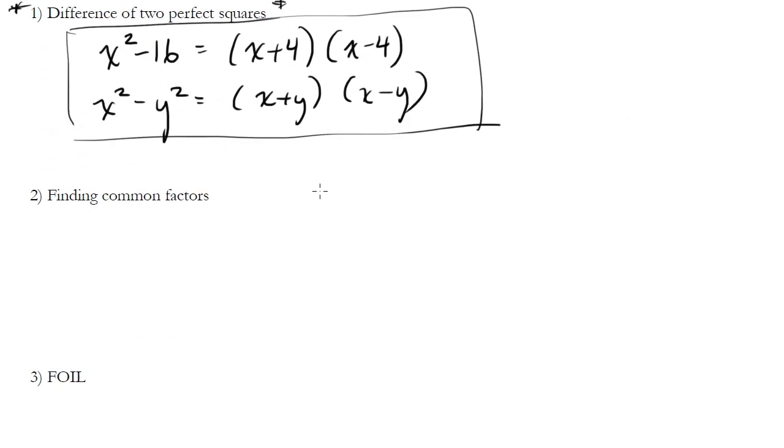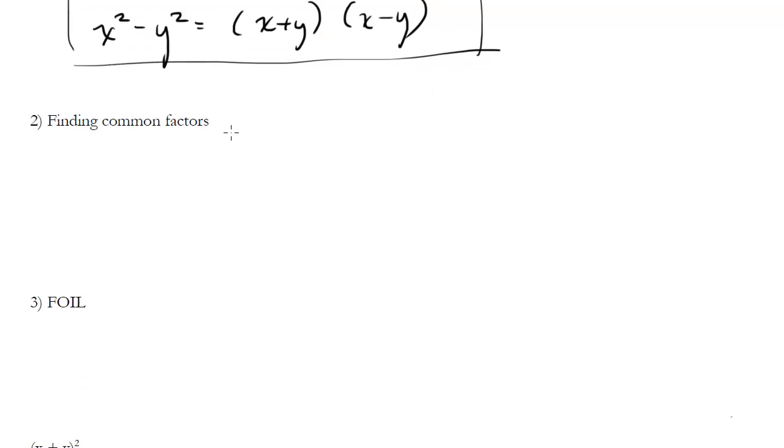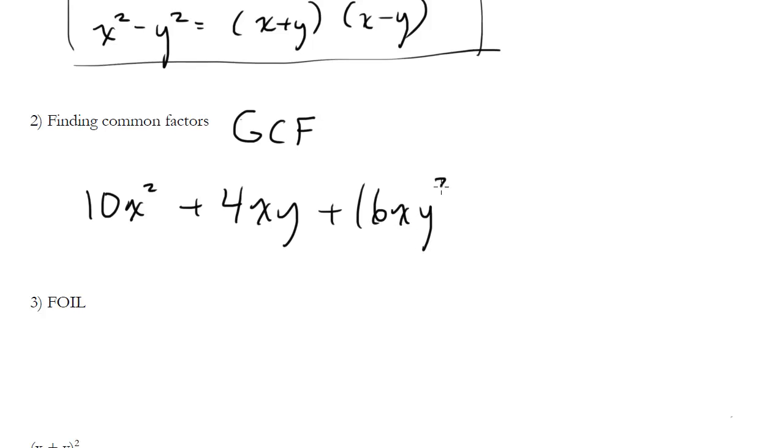How about the next, finding common factors? This is something we referred to a bit in the factors video when we talked about finding the greatest common factor, the GCF. And this is something you're going to use, for instance, in undistributing, in pulling things out based on the distributive property. So imagine I'm given 10x squared plus 4xy plus 16xy squared. What is the greatest common factor of all these terms? What is the greatest factor that these guys share?